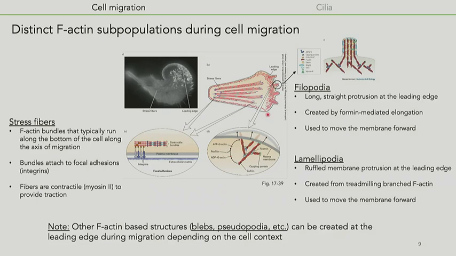So these are the three main ones that, just at a very basic descriptive level, I want you to walk away with, that are used in many migrating 2D cells. Just for completion's sake, there are several other types of actin-based structures that are used within specific cell contexts for migration. Once again, like everything we've been talking about thus far in the class, cell type really matters. So these are the ones that are used in most cell types, at least most animal cell types. But there are other ones that are created.